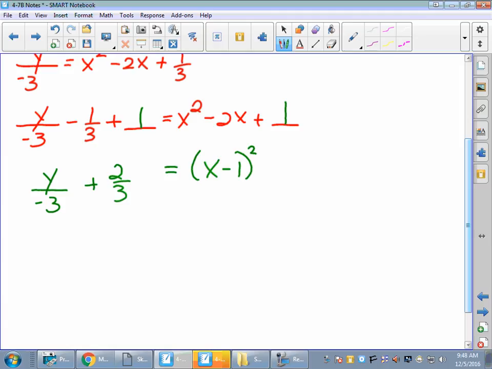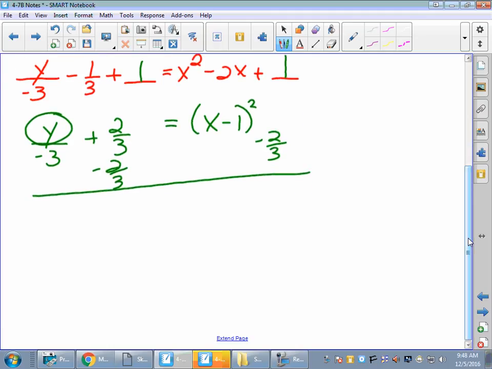The very last step is we got to clean up this y value. We got to get that y value all by itself. So the very first thing we take care of is the stuff furthest away from y. So I'm going to subtract 2/3 from both sides, and that's going to go on the outside of this quantity. It's going to be part of my k value. So now I'm left with y divided by -3 is equal to x minus 1 squared minus 2/3.